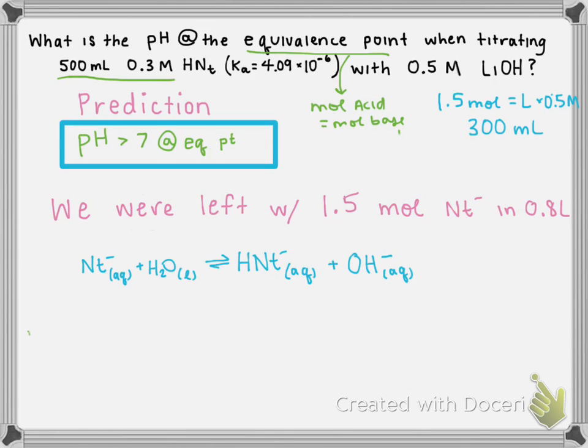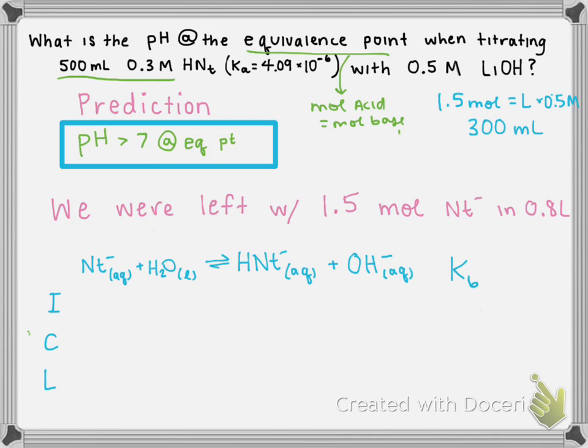Okay, so after we reacted our weak acid and strong base to equivalence, we're left with 1.5 moles of NT minus in 0.8 liters of solution, or 800 mL of solution. And we know that that conjugate base will do a weak base hydrolysis, for which I've written the reaction here. And since this is a base reaction, we know the equilibrium constant we'll need is a Kb. And so we're at equilibrium, so we'll need to use an ICE table.